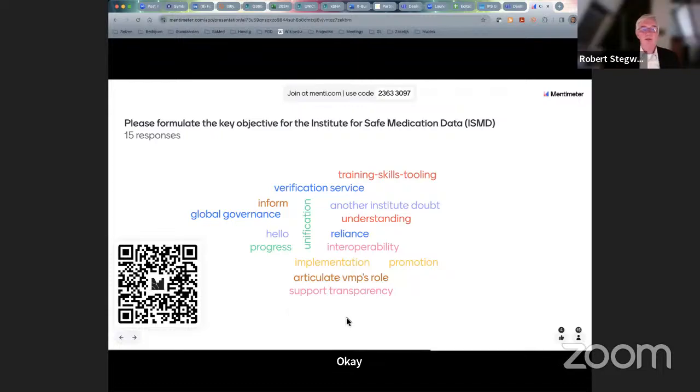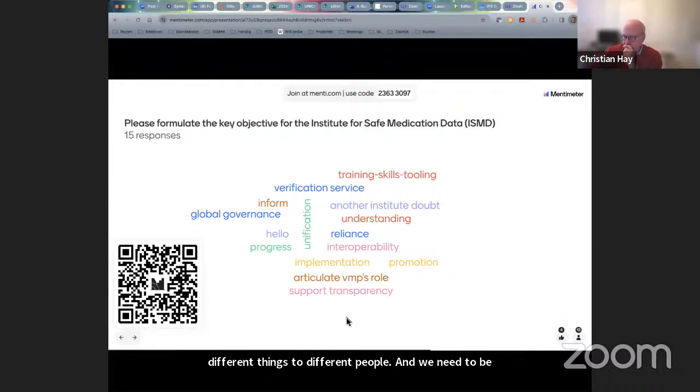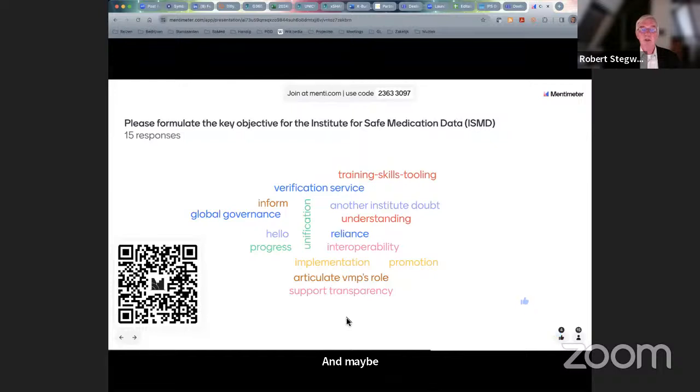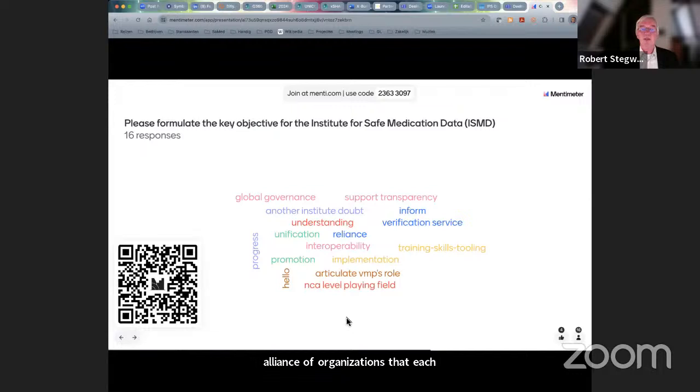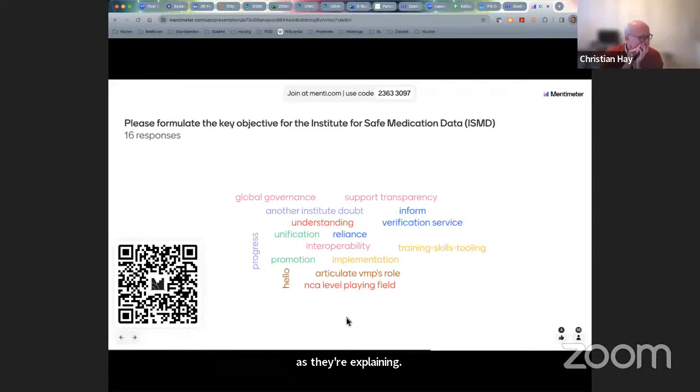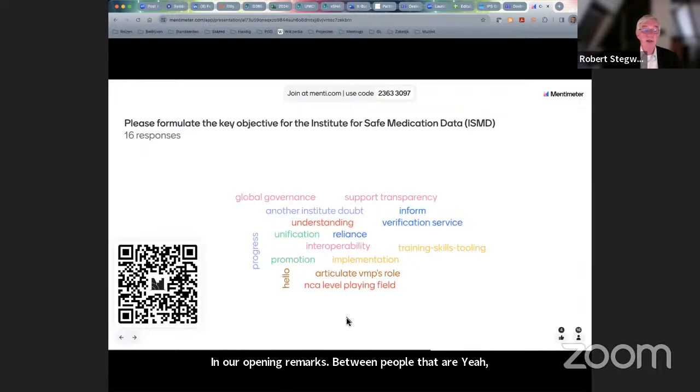Okay. This is helpful because it gives background to the point that it should be many different things to different people, and we need to be aware of that. And maybe it's more a platform or an alliance of organizations that each could focus on different roles to actually make this happen. And that's of course what we've been working on as Work Package 1. We were just a platform for collaboration, as Esther explained in her opening remarks, between people that are trying to make things work in real life based on the knowledge that's out there. Very good.